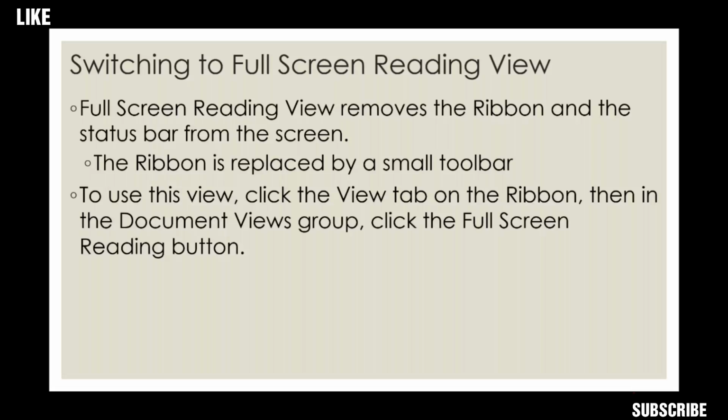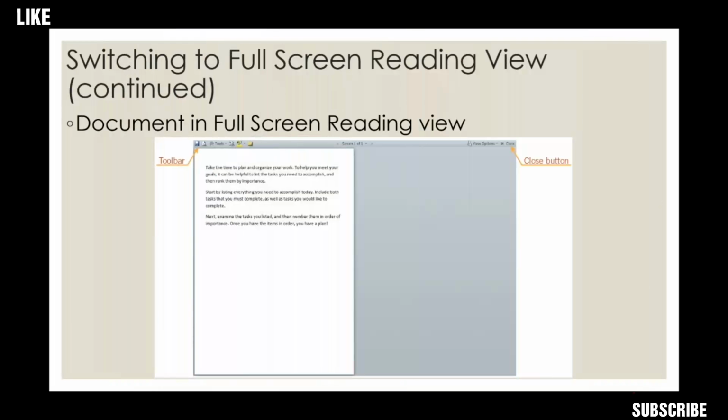Full screen reading view removes the ribbon and the status bar from the screen. The ribbon is replaced by a small toolbar. To use this view, click the View tab on the ribbon, then in the Document Views group, click the Full Screen Reading button. Switching to Full Screen Reading View. Continued document in Full Screen Reading View.